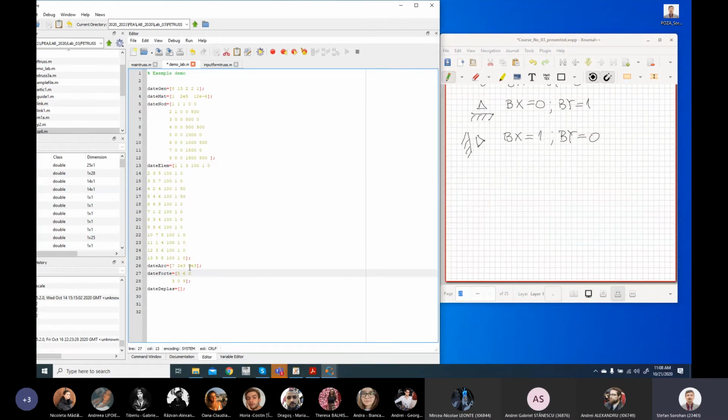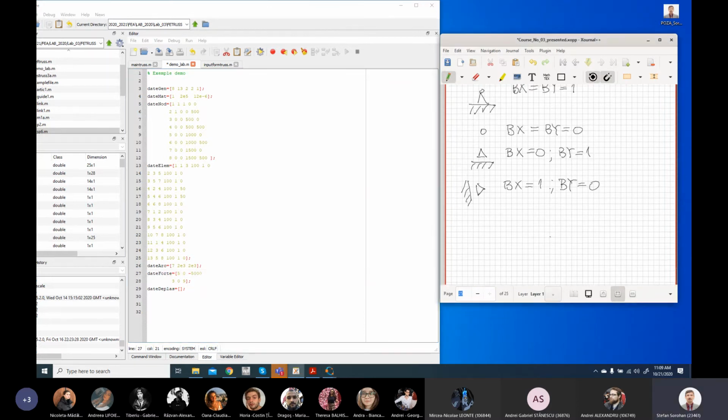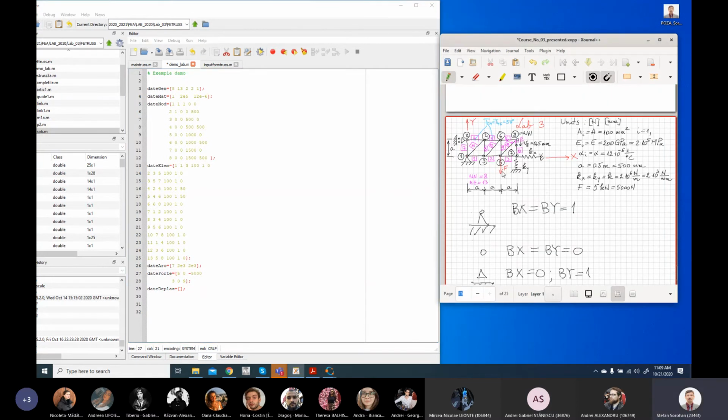Of course, along X it's 0, but along Y it's minus 5,000 or 5E3, it's the same. No more forces we have. Only one here, it's enough. If you have more, you add more lines. So I will remove this line here.